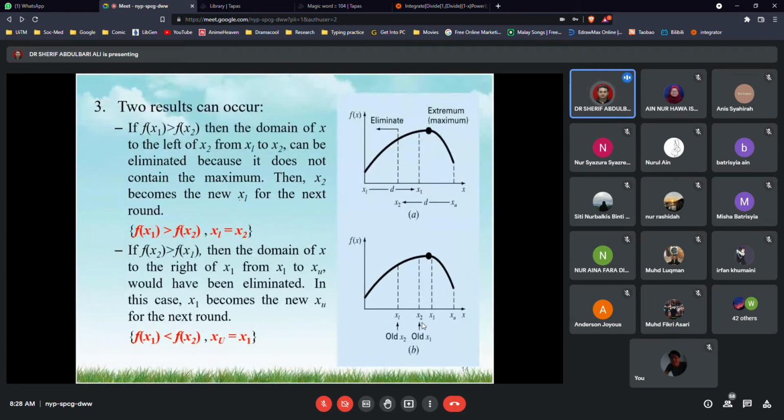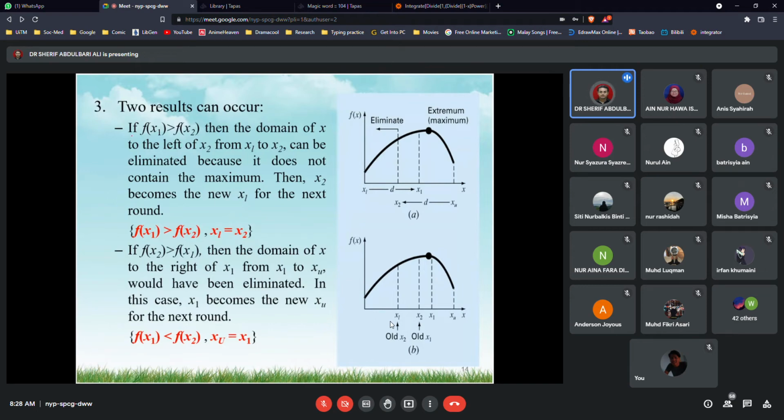So then x will become the new value of x lower for the next round. Then you are checking for the next case. It could be if the function of x2 is greater than the function of x1. So the domain to the right of x1, from x1 to x upper, would have been eliminated in this case. x1 will become the new value of x upper.